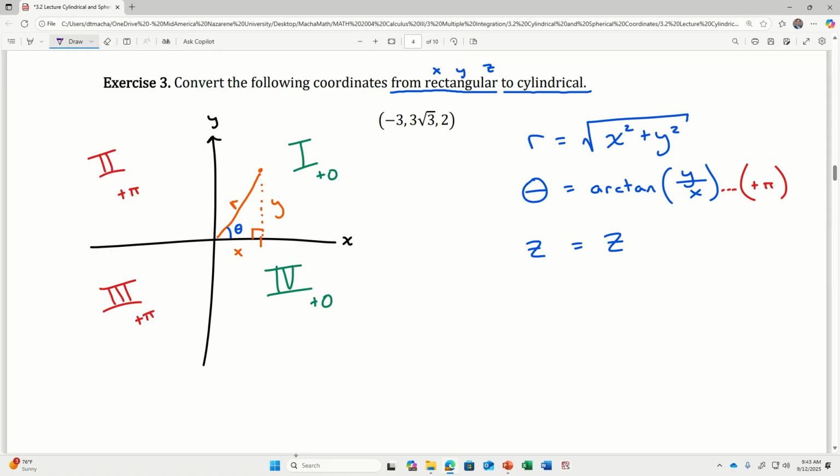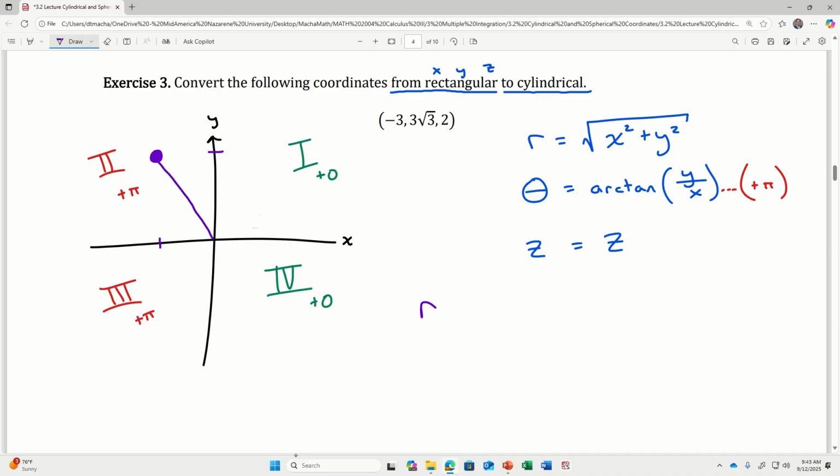So it's always good to draw a picture of what you're doing. And so that way you know if you need to add pi or not. In this particular example, I've got -3 for my x coordinate, and then positive 3 square root 3 for my y coordinate. So my point is over here in quadrant 2.